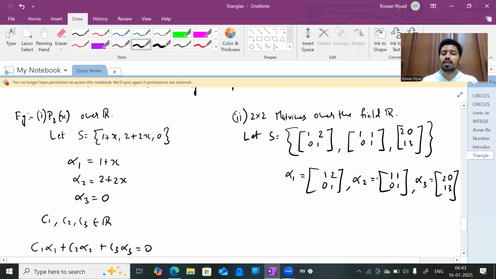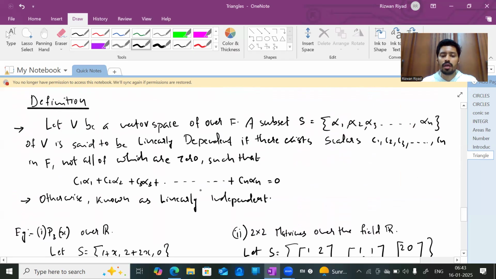Now we can say that these vectors alpha 1, alpha 2, alpha 3, or this set, is linearly dependent if you can find scalars in this R, C1, C2, C3, such that this equation is satisfied without all of them equal to 0. If all of them are not equal to 0 and this equation is satisfied, then we can say linearly dependent. Otherwise, they are linearly independent. That means this equation cannot happen if all of them are not equal to 0. This equation will happen only if all these C1, C2, C3, etc. up to Cn are equal to 0.